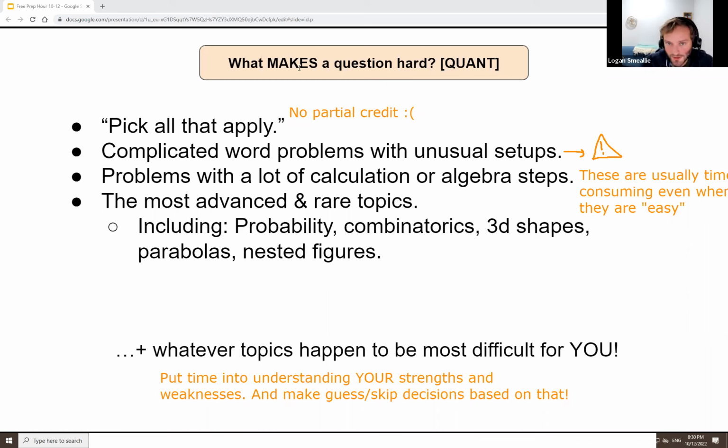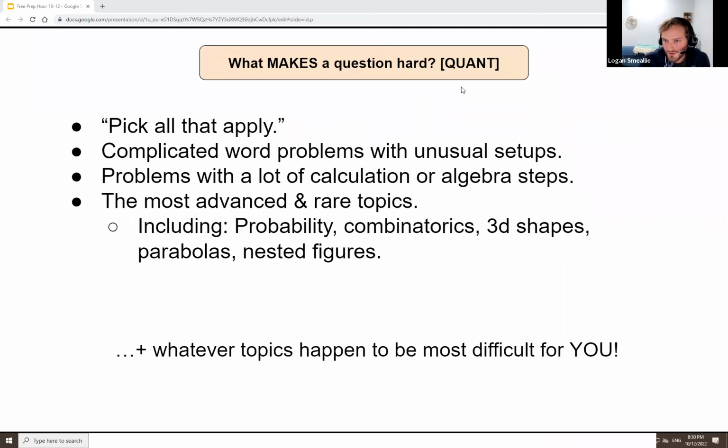Let's talk about verbal. And then after that, we're finally going to look at some real questions. What makes a verbal question hard?